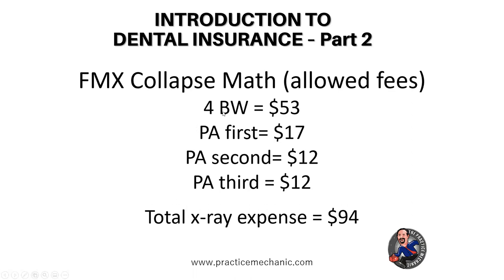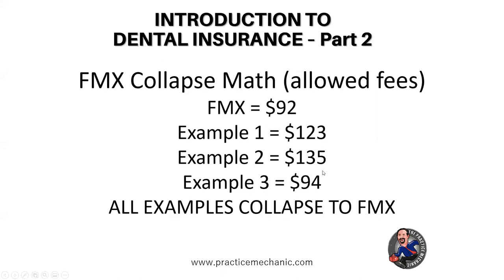Example number three, four bite wings and three PAs: 53, 17, 12, and 12. Total expense, $94. But what happens when the insurance company allows $92 for an FMX? In example one, we billed out $123 worth of x-rays. In example two, we billed out $135. And in example three, we billed out $94. All of them collapse to an FMX. The insurance company will pay you as an FMX. And if the patient is not eligible because of a 3, 5, or 7 year waiting period in between full mouth or pano x-rays, it will be denied and the patient becomes responsible 100%.